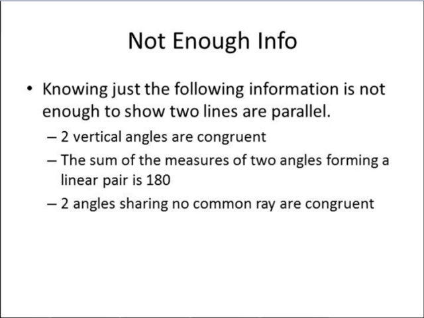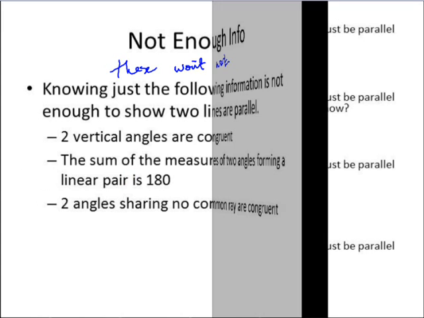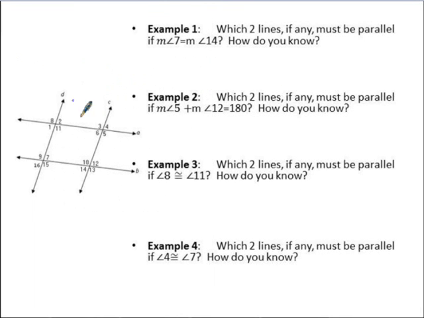Not enough info. If we only know that two vertical angles are congruent, that's not enough to prove lines are parallel. These won't work, okay? The sum of the measures of two angles forming a linear pair is 180. That doesn't prove anything about lines being parallel. Two angles sharing no common ray are congruent. That doesn't tell us anything about lines being parallel. So don't fall for these. These are the ones that don't help you. They aren't enough information.